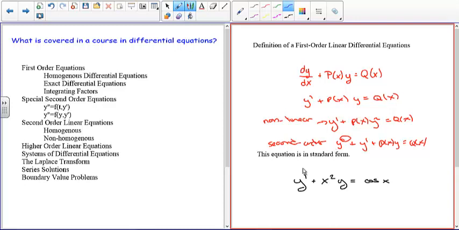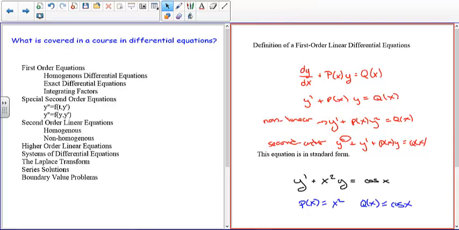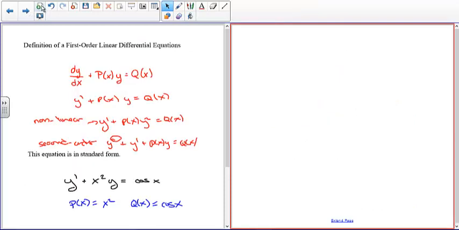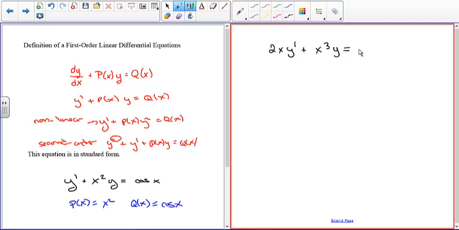I can say for this equation that p of x equals x squared and q of x equals the cosine of x. So let me just make up another differential equation. Let's say I had 2x y prime plus x cubed y is equal to e to the x. So that's another first order equation, but it's not in standard form.